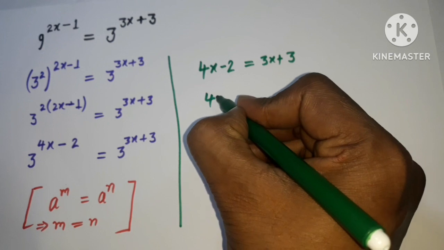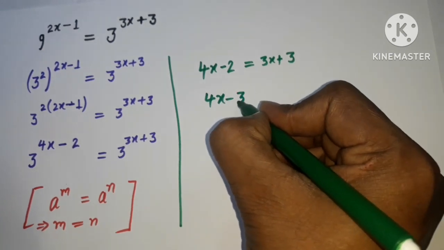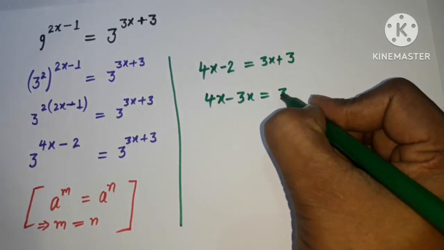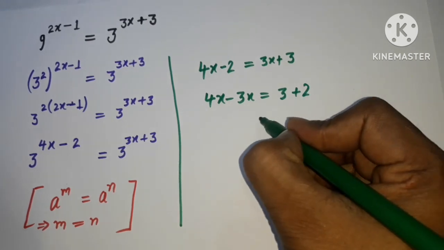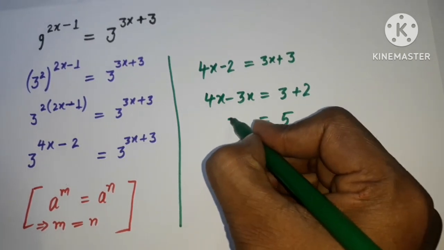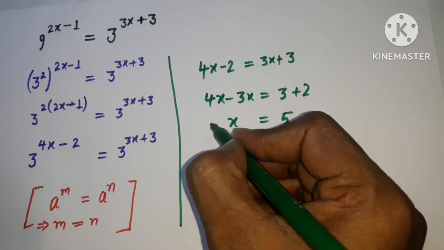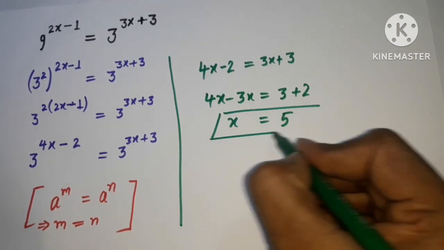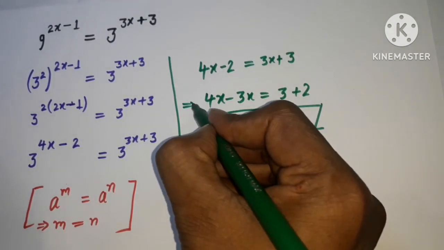All the variables should be on the left side. So 4x minus 3x, and 3 and minus 2 will go to the right, so 3 plus 2, that is 5, and here x. So obviously we have x is equal to 5, and this is our solution.